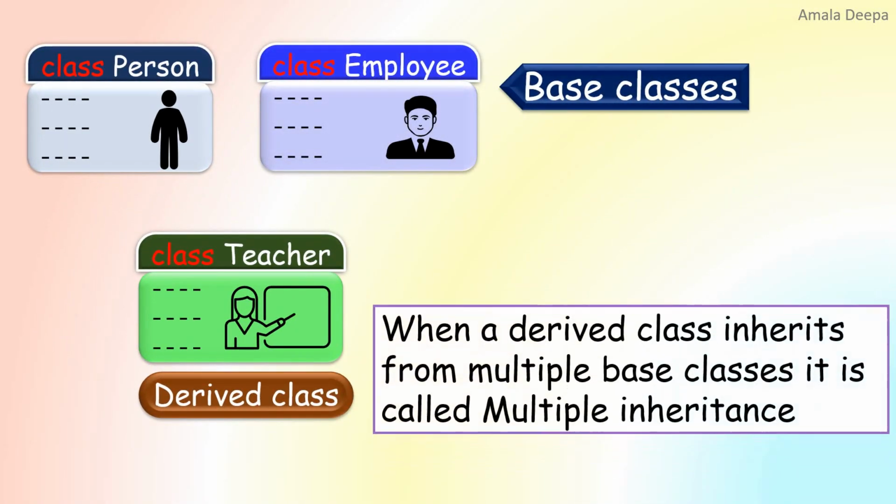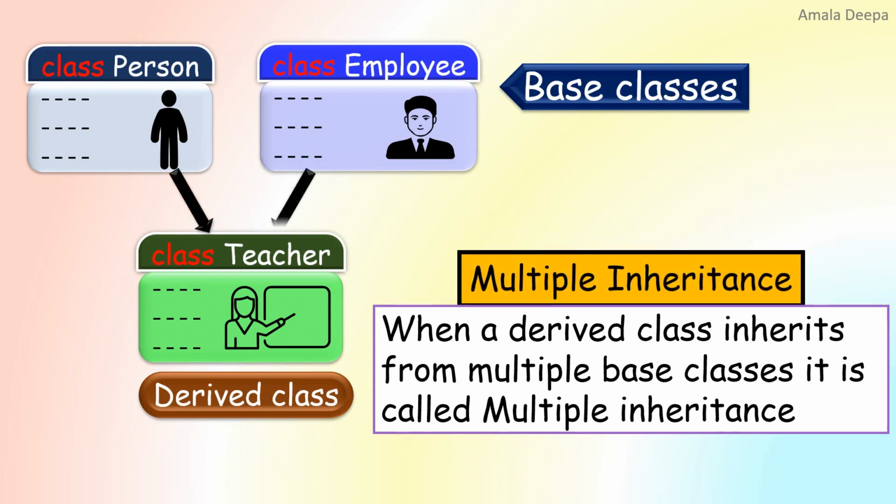When a derived class inherits from multiple base classes, it is called multiple inheritance. In this example, class teacher is inherited from class person and class employee. Class person and employee are the base classes and class teacher is the derived class.